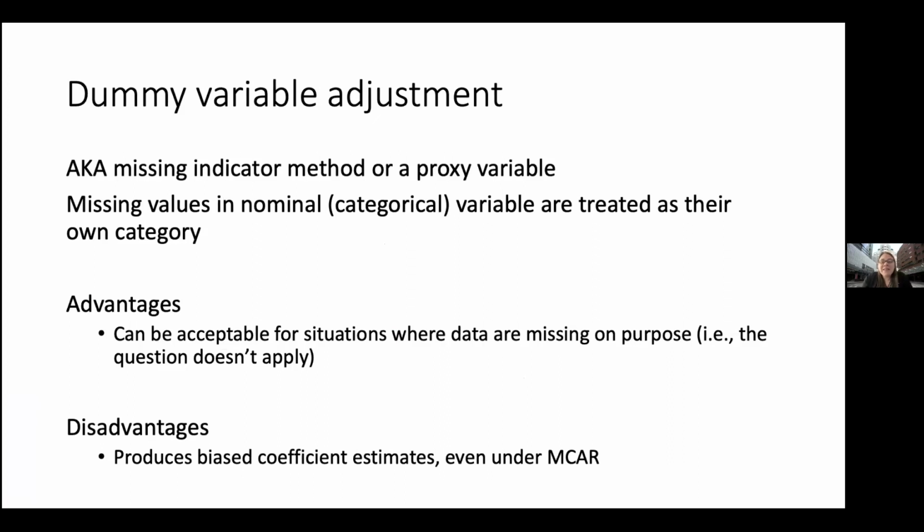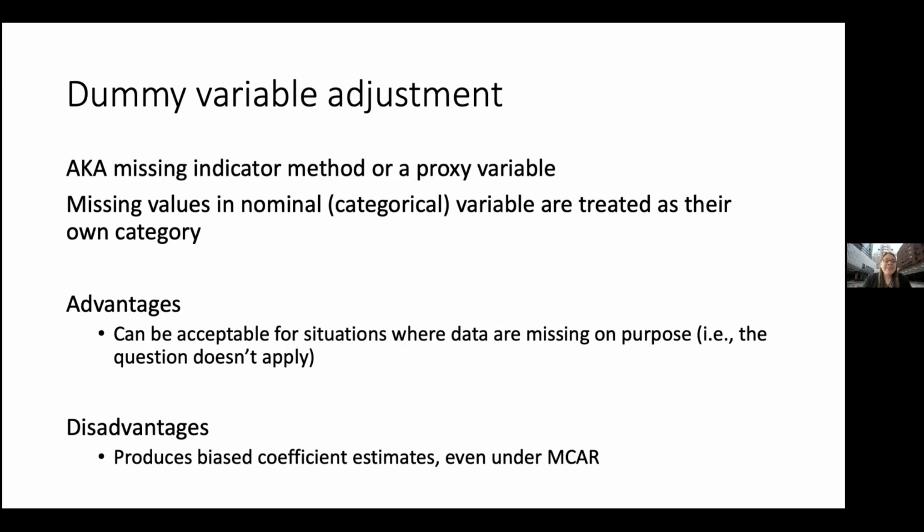Okay, the next one is dummy variable adjustment. This is also sometimes called the missing indicator method or use of a proxy variable. And what we're talking about for this is missing values in nominal or categorical variables, where we take the missing values and group them together and treat them as their own category. Now, you could say that you'd also do this with continuous variables, where you would set it all to a constant. The constant is typically the mean, and therefore it's really just analogous to mean substitution.